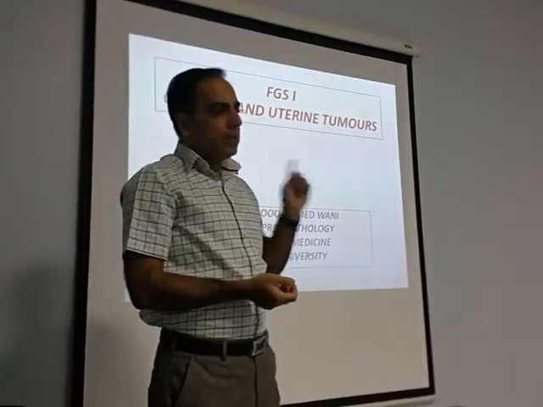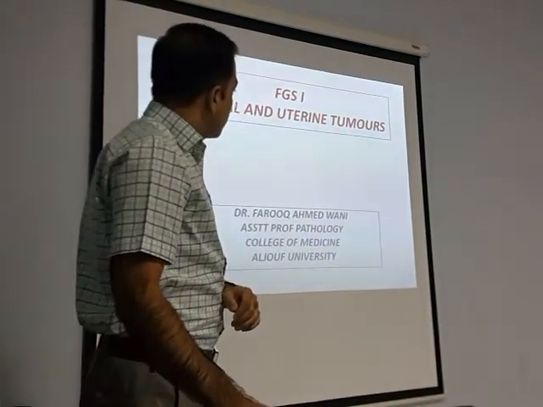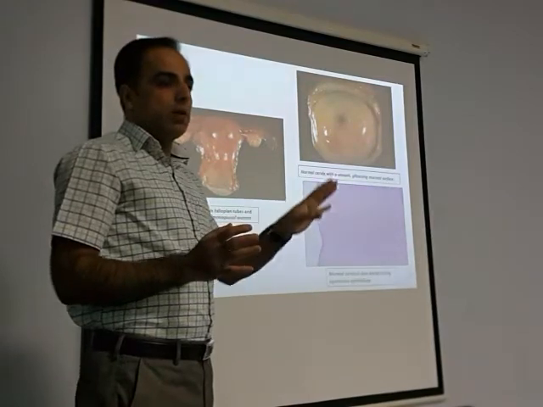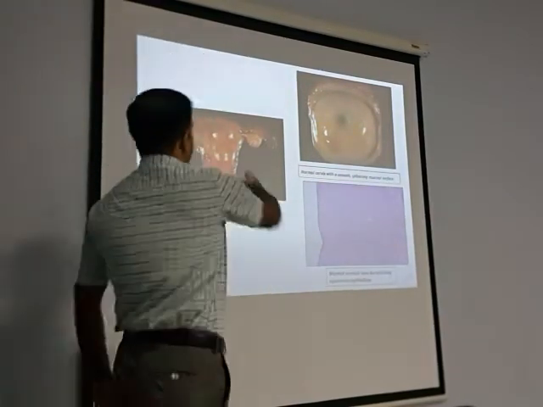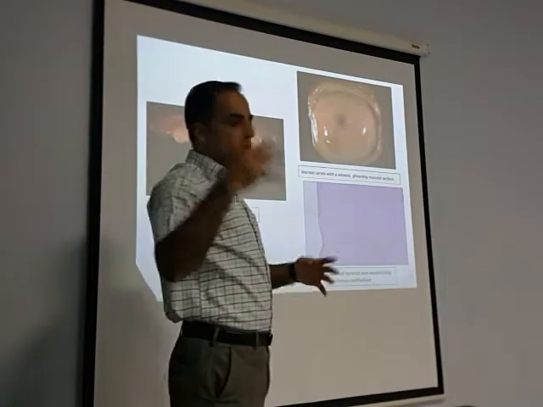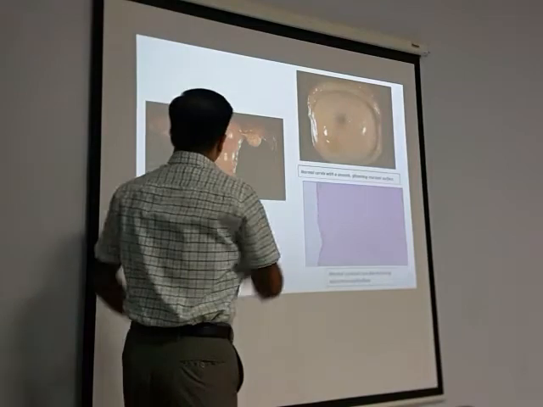In the first lecture, we will be talking about the cervical and uterine lesions. You know, this is all about the female genital tract. This is the uterus, okay? This is the corpus, the main body. This is the cervix, and then the vagina.